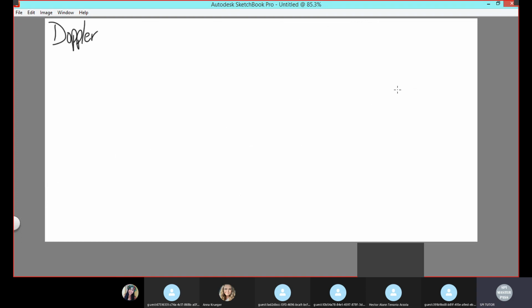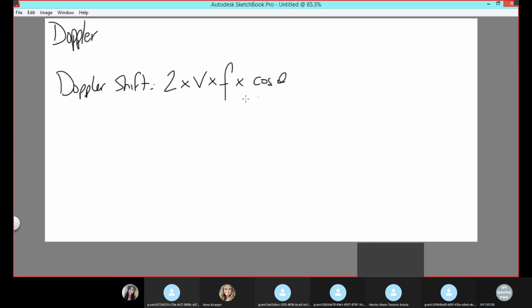Now here's the long formula, okay? And I write it very short. I don't write all the terms, I just write the letters. So the Doppler shift equals 2 times V times F times cosine of the angle divided by C, propagation speed. So this is how I write the formula.